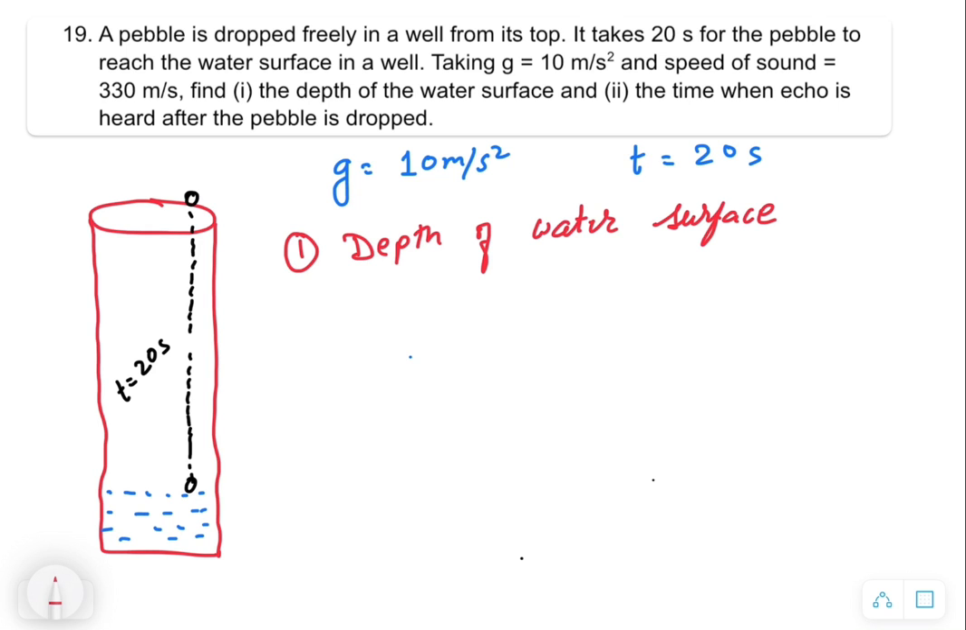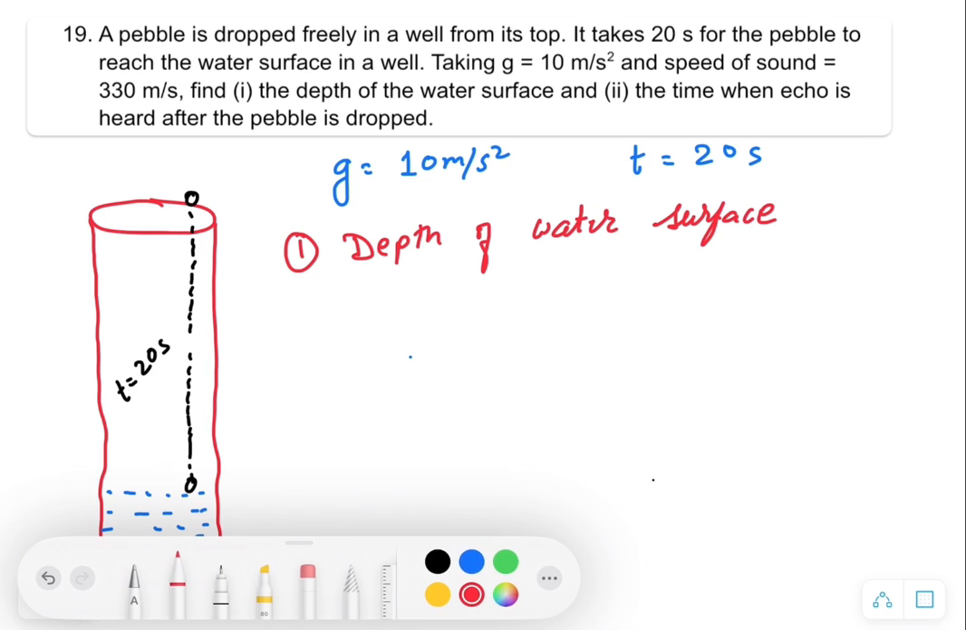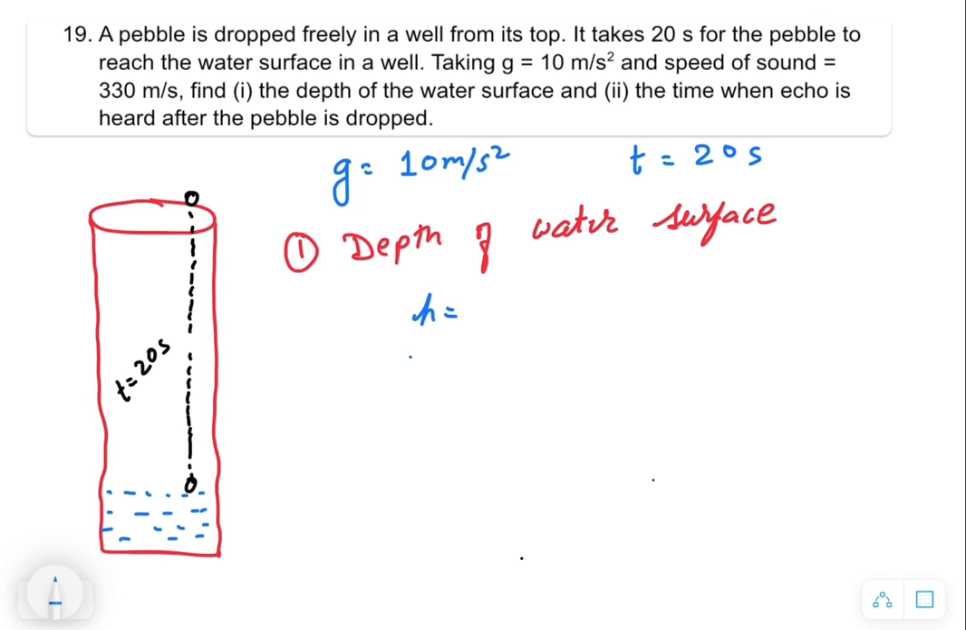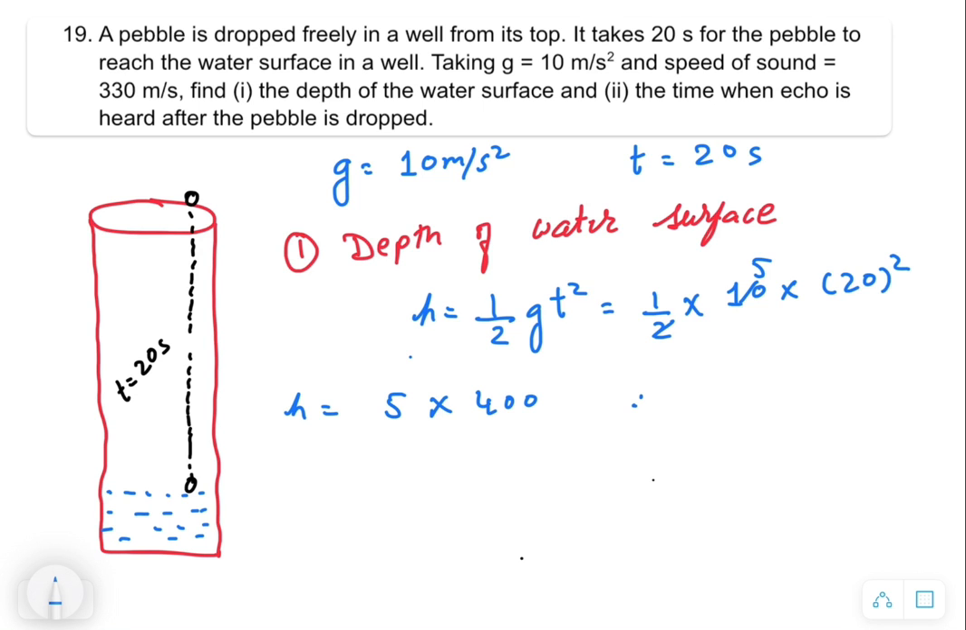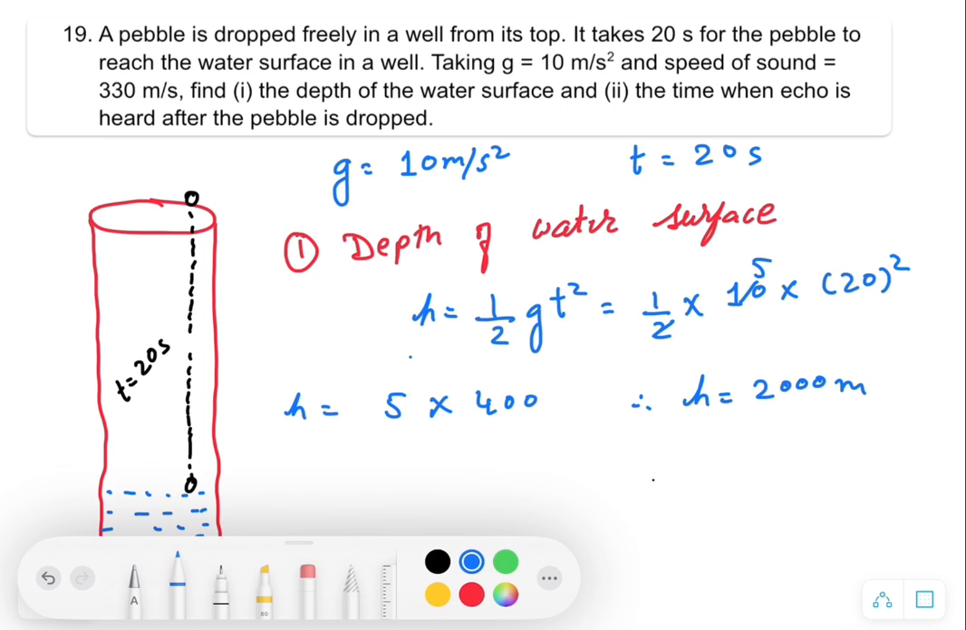Now, we will be using this equation h equal to half gt square. So this would be equal to half multiplied by 10 multiplied by 20 square. 2 5s are 10 and this would be 400. So depth of the water surface will be 2000 meters.